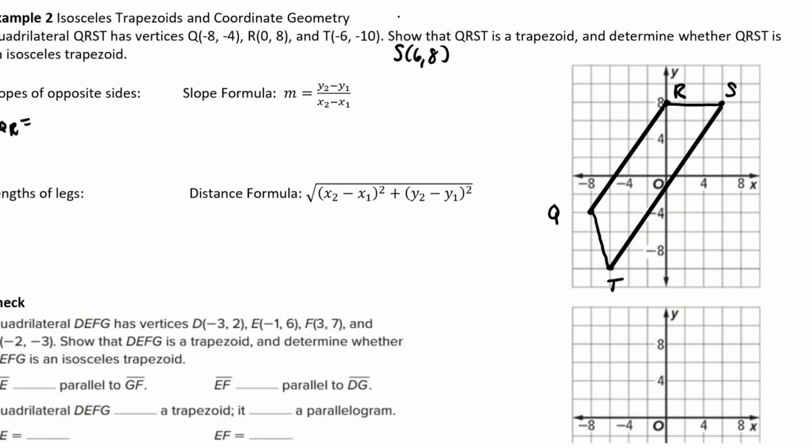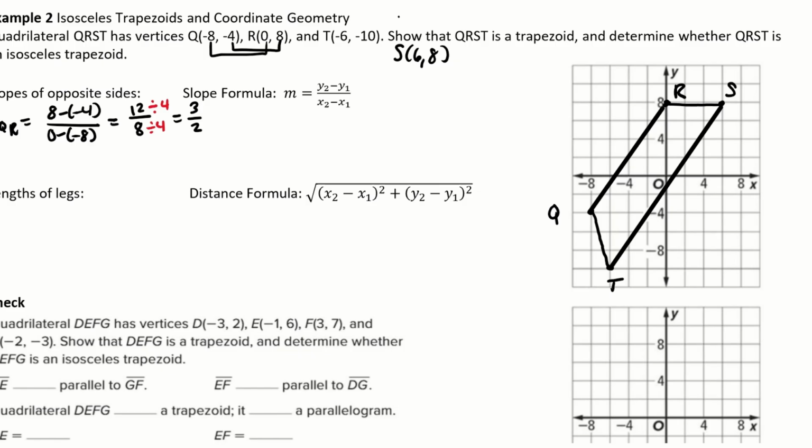Let's do the slope of QR first. So we subtract the y coordinates, right? According to that formula, y2 minus y1. So 8 minus -4, and then subtract the x coordinates, 0 minus -8. So 8 minus -4 turns into a plus. 8 plus 4 is 12. That turns into a plus, so 12 over 8. Now we can reduce that. Let's divide by 4, and we get 3 over 2. So there's our slope.